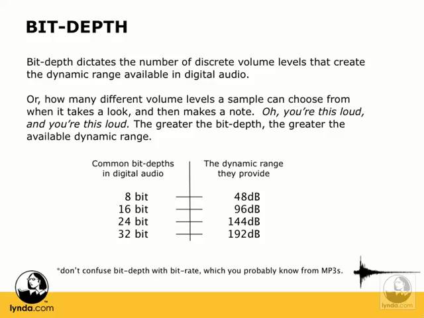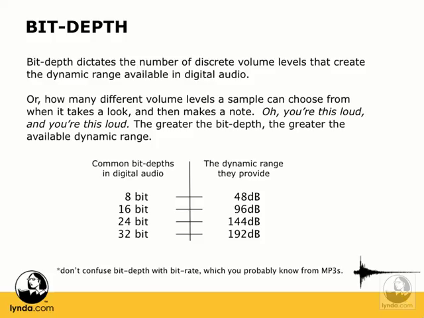Bit depth itself dictates the number of discrete volume levels that can create the dynamic range available in digital audio. In other words, it's how many different volume levels a sample can choose from when it takes a look or makes a note. So we have our sampling rate, and it's taking samples, and it takes a look at an audio file or takes that sample. Part of the thing it wants to record or make a note of is how loud that sound is.